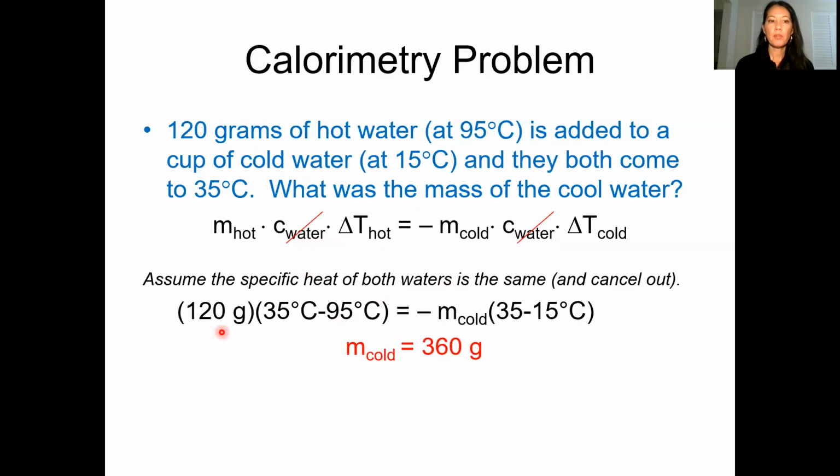Then just plug in the numbers. The mass of the hot is 120. The temperature final is 35 minus 95, the initial, and then just continue. It equals M cold, which is what you're solving for. And then the final temperature of the cold is also 35 minus its initial temperature. You get 360 grams in the end.